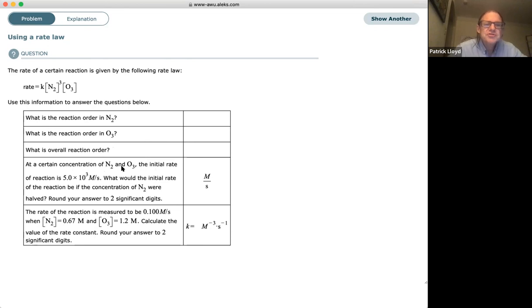At a certain concentration of N2 and O3, the initial rate of reaction is 5.0 times 10 to the 3 molarity per second. That's concentration units per time. What would the initial rate of the reaction be if the concentration of N2 was halved? Round your answer to 2 significant digits, and we want the answer in molarity per second. So let's take a look at that one.